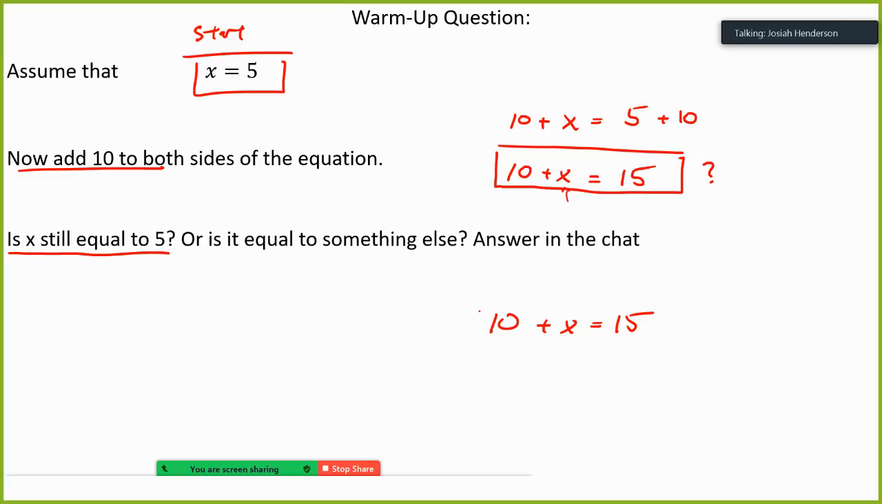And you're right. It does look different, and it says it's equal to 15 now. However, it doesn't say x is equal to 15, does it? It's x plus 10. Do you see that? X plus 10.